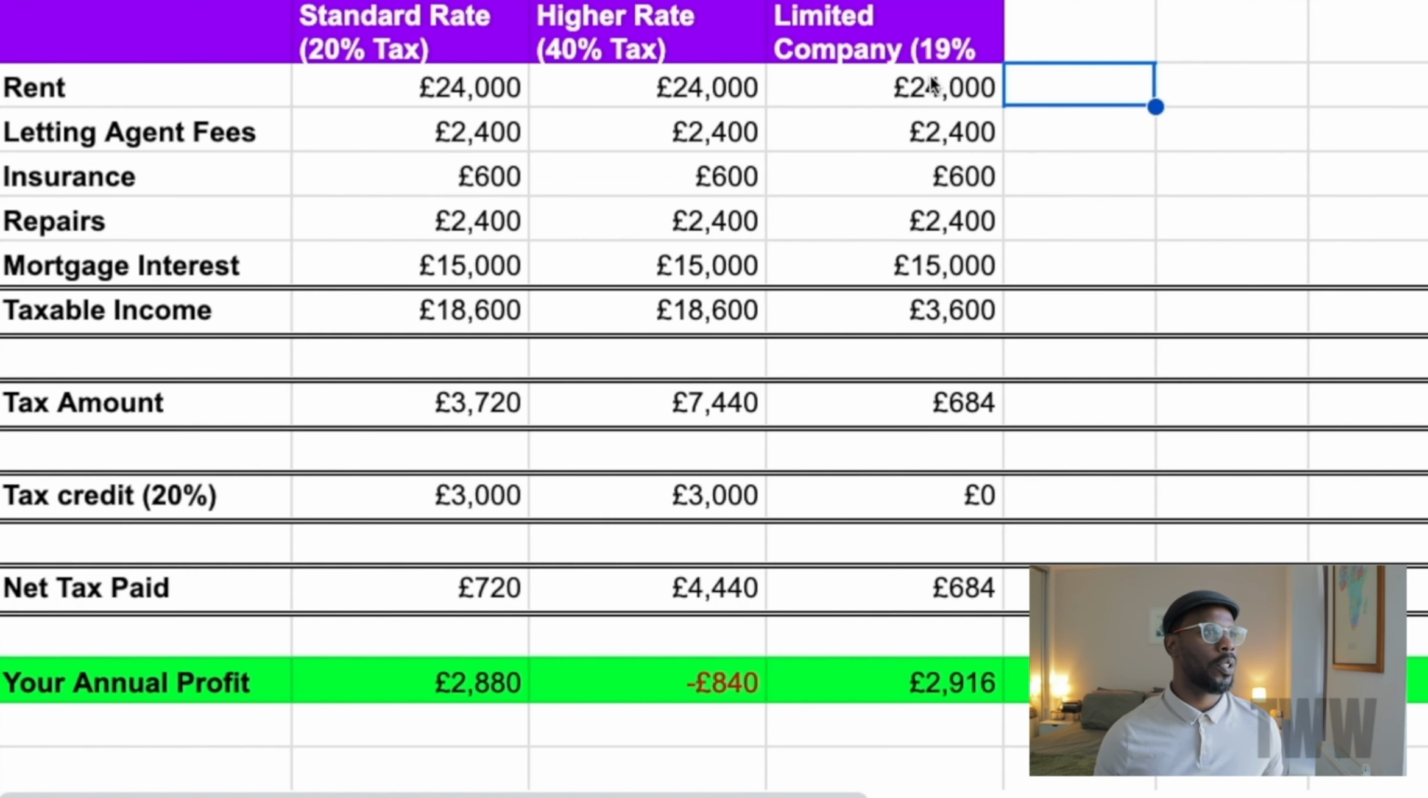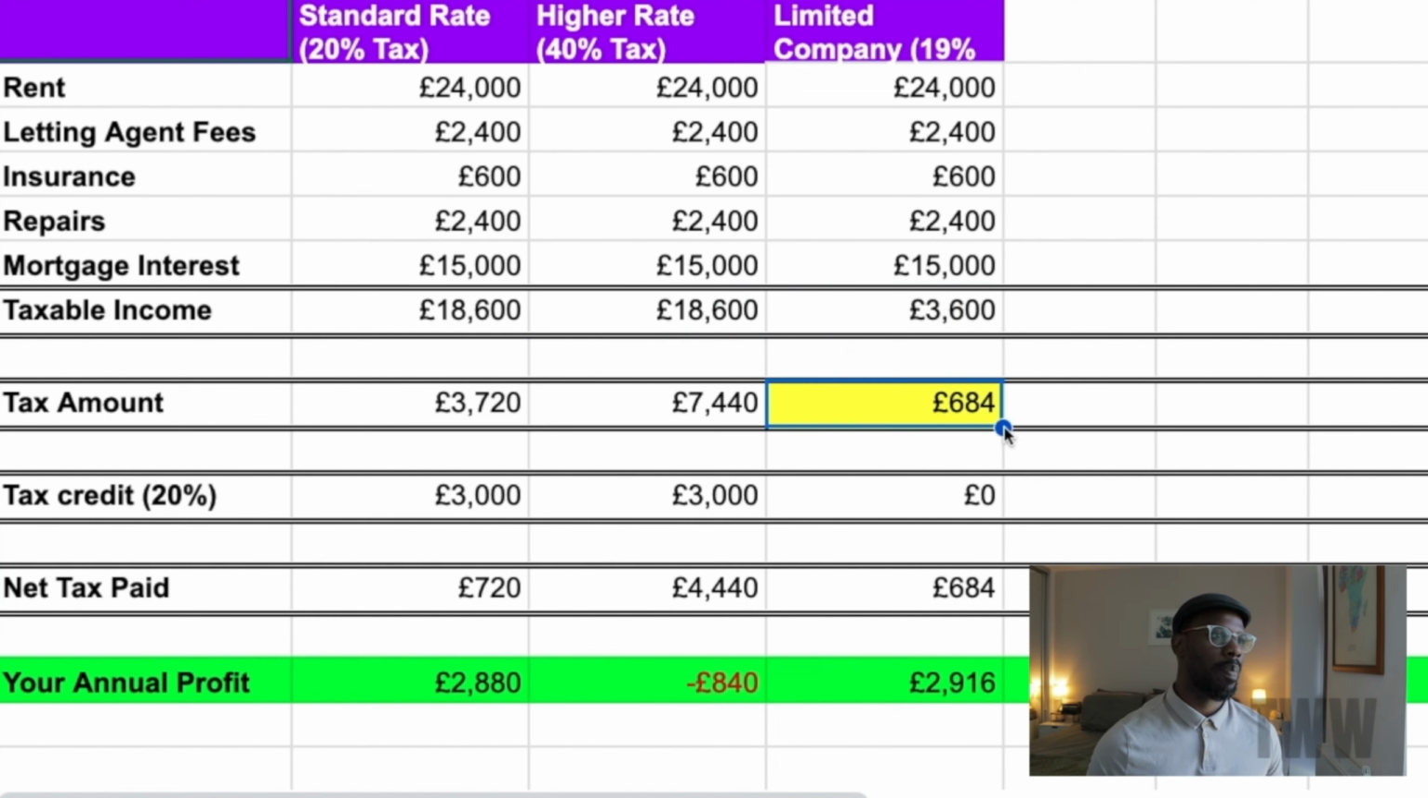So exactly the same costs, exactly the same rent as before. However, the main difference that you can see here is the taxable income. In the other two examples, remember I said that under current UK property tax laws, you cannot deduct mortgage interest from your taxable income. If you own a limited company, you can. So this £3,600 taxable income is £24,000 minus all of these operating costs, including mortgage interest. So your tax is going to be calculated on this much lower amount of £3,600 as opposed to £18,600. You see the difference there?